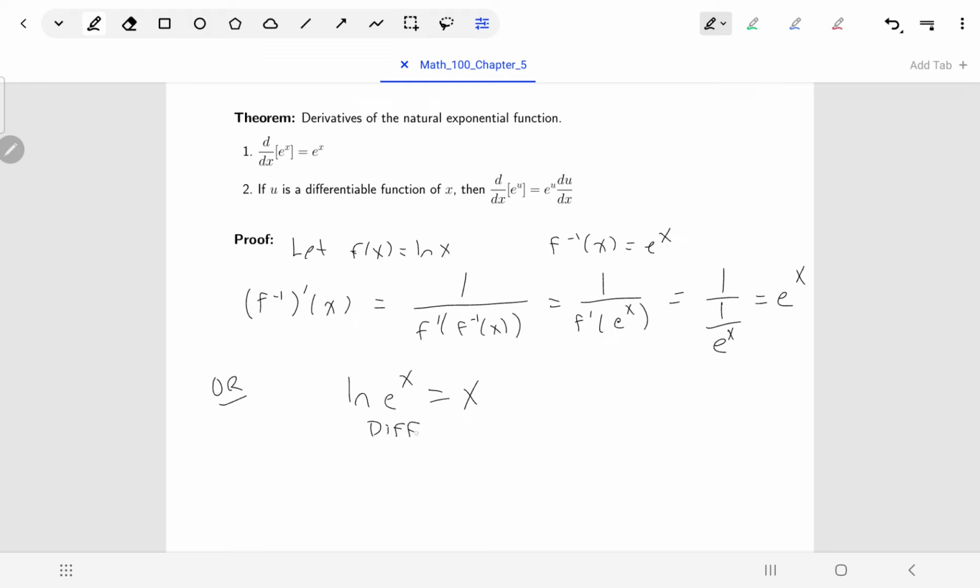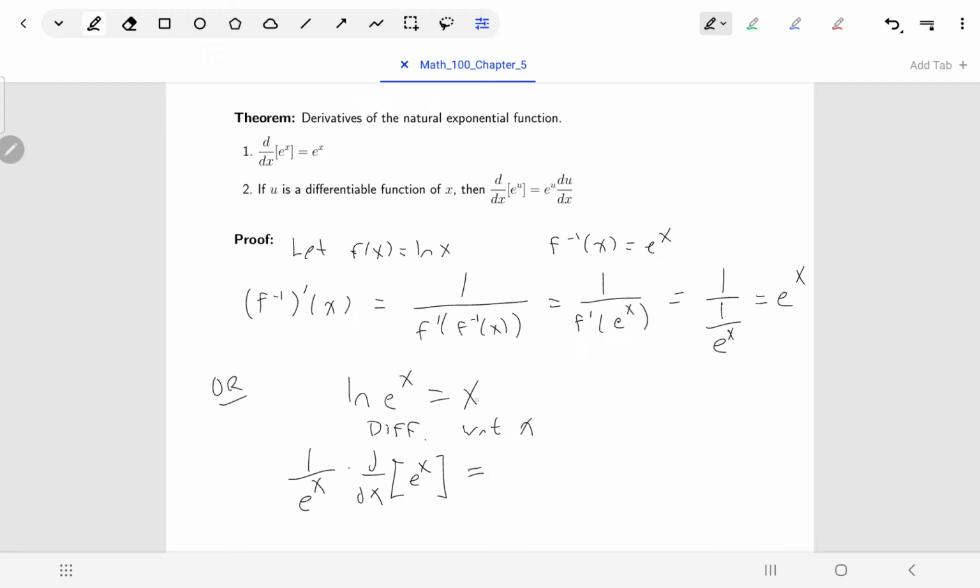And so if you ask yourself, what happens if I differentiate both sides with respect to x? On the left side, we know how to do the derivative of natural log. It would be 1 over whatever it's the natural log of, and then we'd have to do the derivative of the inside, and we don't know what that is. So I'll just write that it's whatever the derivative of the inside is. So I have 1 over e to the x times whatever the derivative of e to the x is, and I don't know what it is yet.